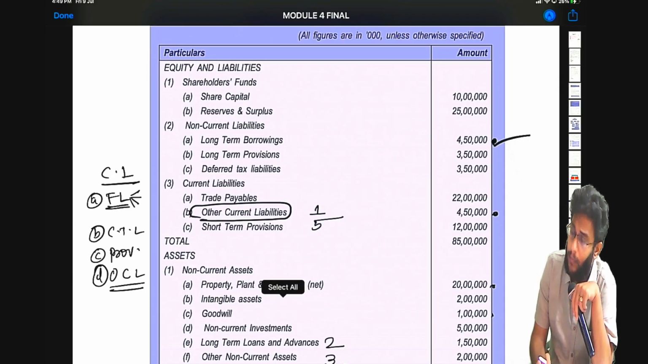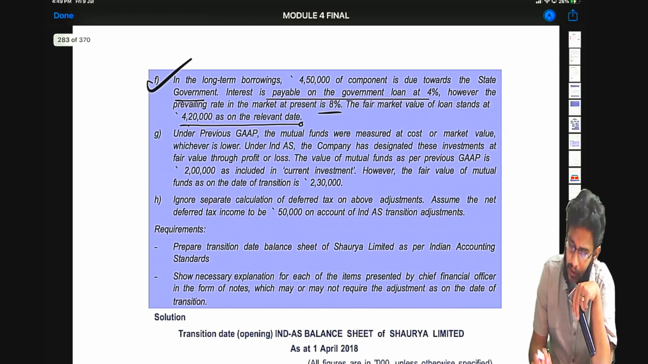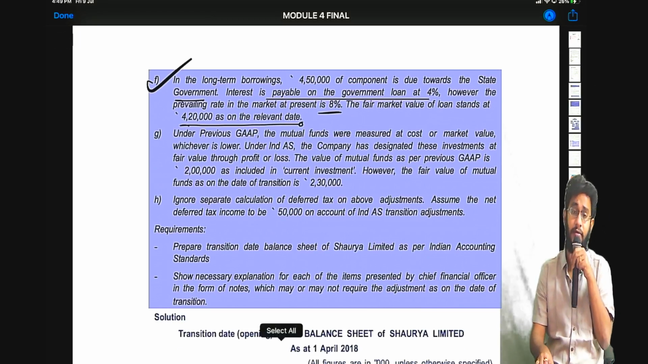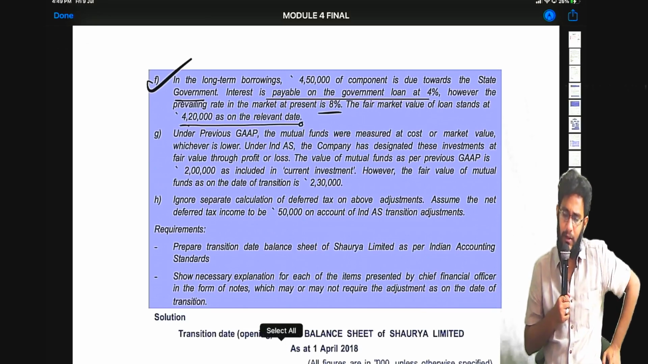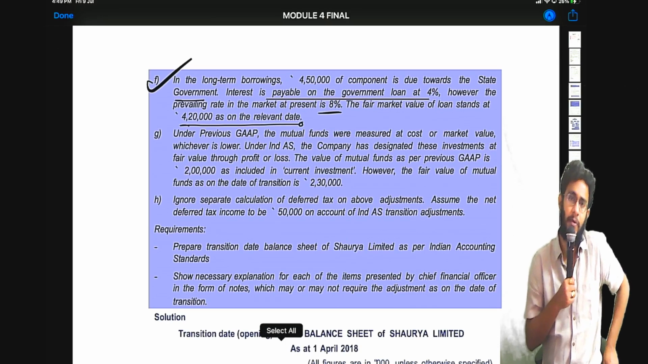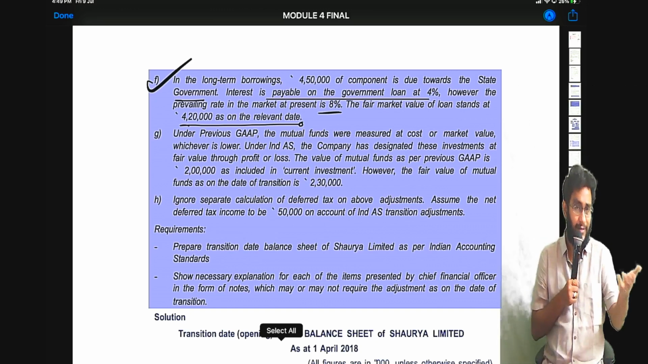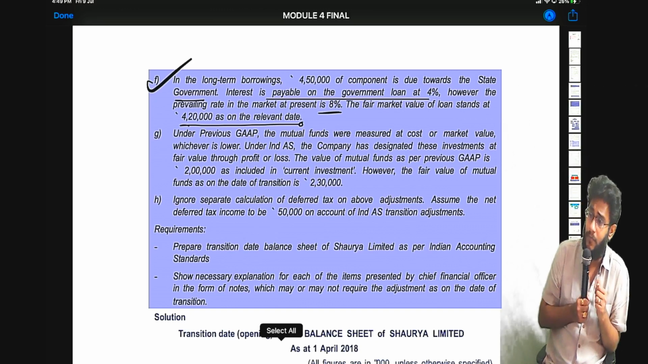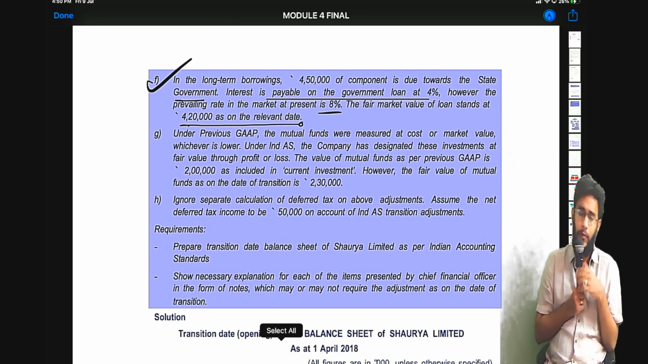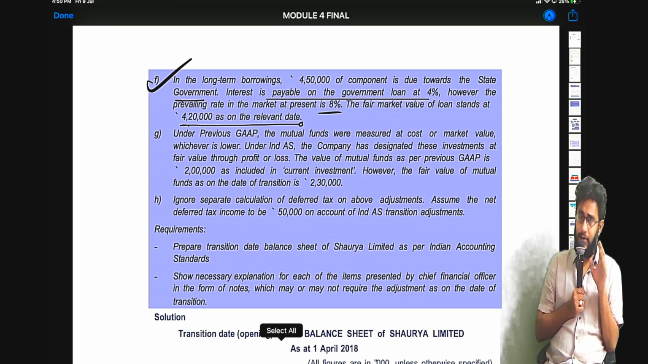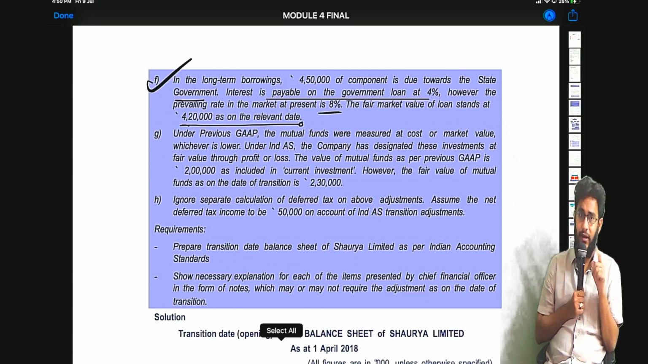In your long-term borrowing of 4,50,000, it seems you have taken it from the government at 4%. Market interest rate is 8%, and the carrying amount is 4,50,000. But the fair market value of the loan is 4,20,000. See, in the earlier point, a financial asset, a loan given, we have done one accounting. Now in this point, there is a financial liability which is a loan. But remember, this is not a plain loan. It is a loan with a concessional interest rate, a government loan.